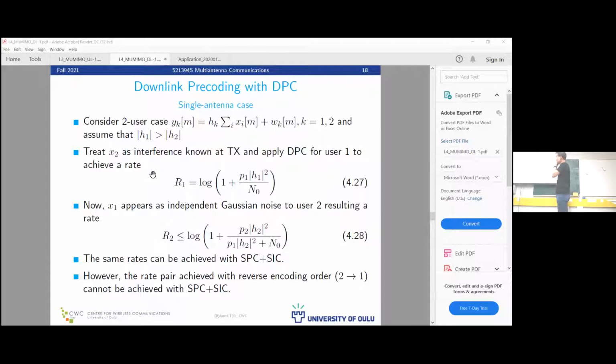Even with the DPC? But with DPC, the DPC can handle this, right? Because the interference is given, and we just pick a point from the extended constellation. So in DPC, the user order doesn't matter. Users don't even understand what is happening, right? They just decode their message. Yeah, but they need to know this extended alphabet, right?